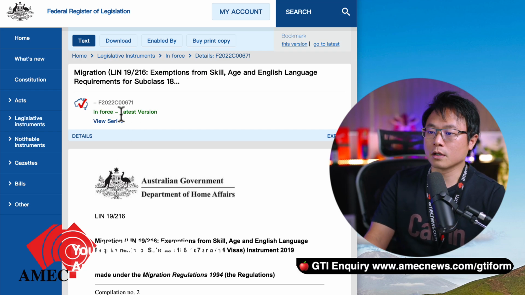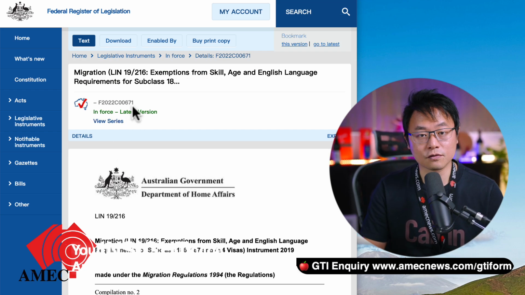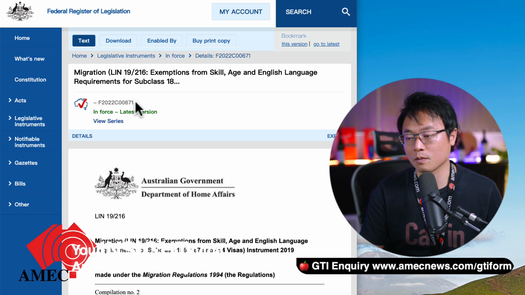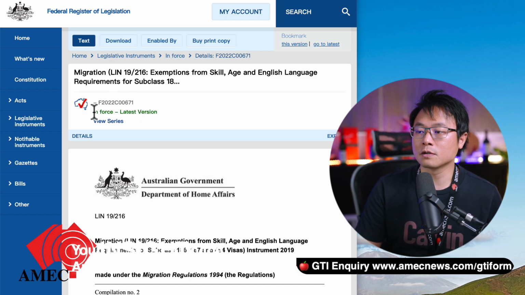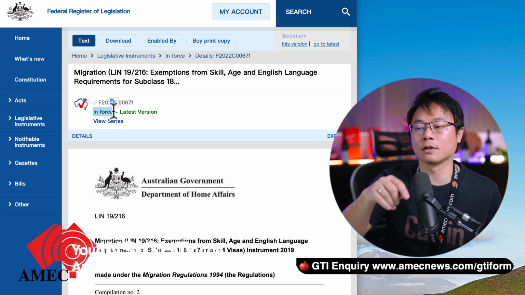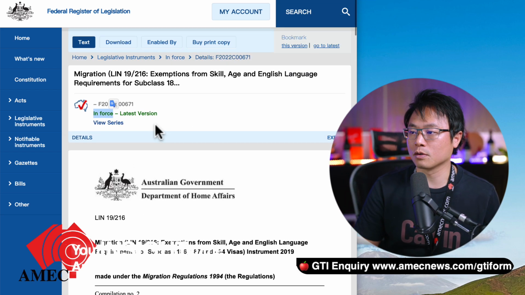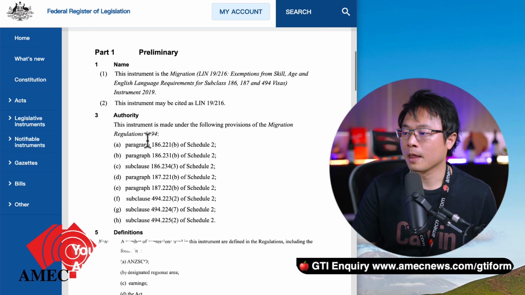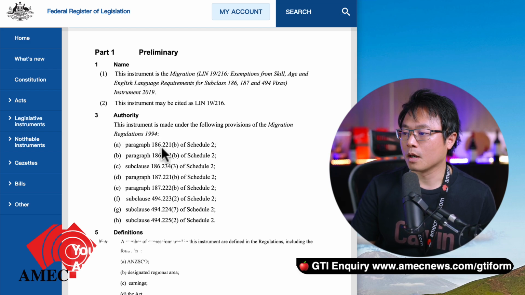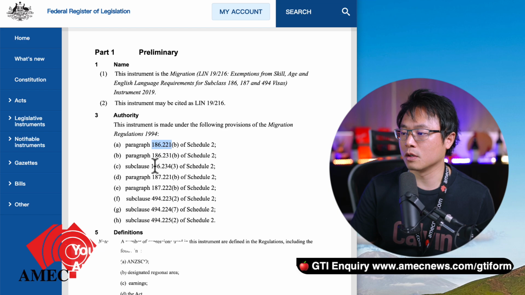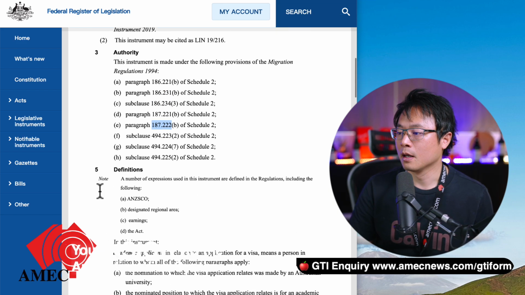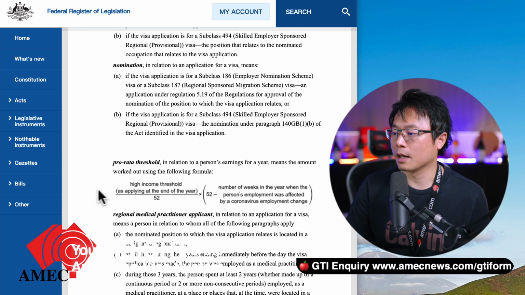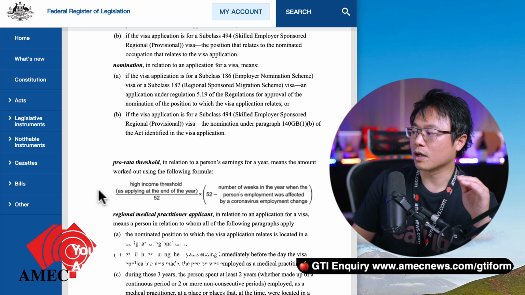So this one, as you can see, is a legislative instrument with the number F2022C00671. Might mean nothing to you. It's in force, which means it's current. Okay, it's not the past one. So this one talks about exemption of skill, age, and English. So we will have a look at where, remember, we were talking about 186.221 and also 186.222 there.